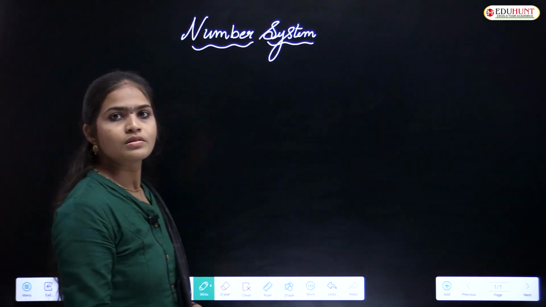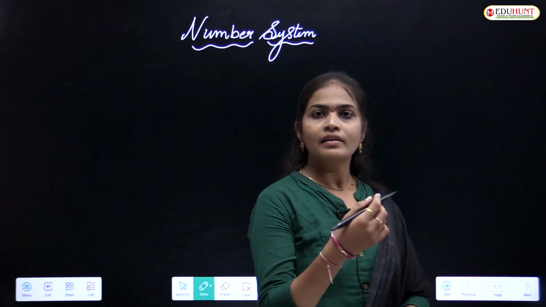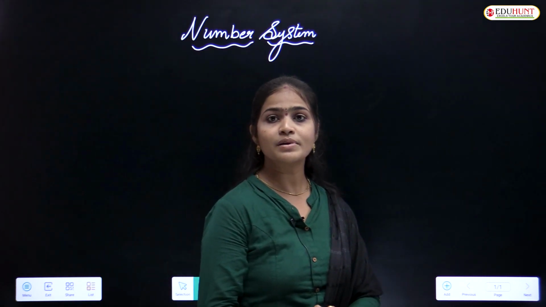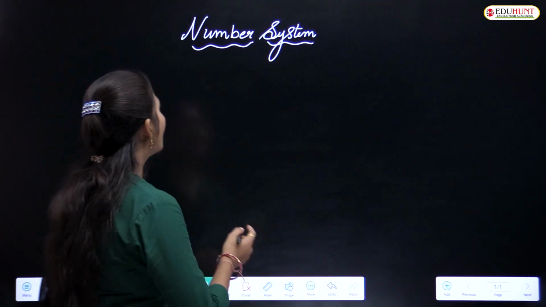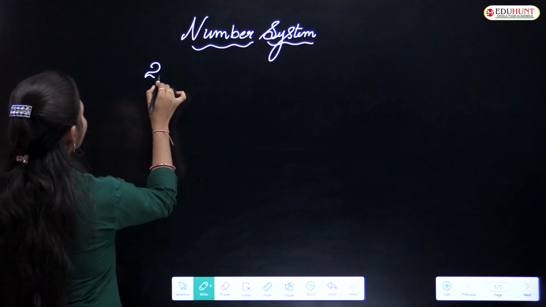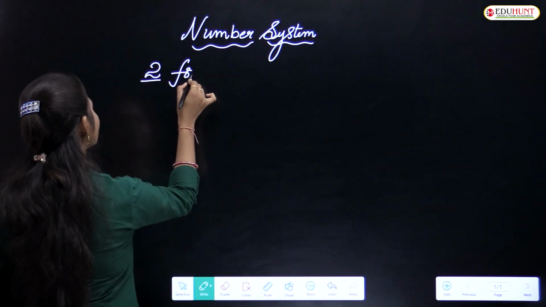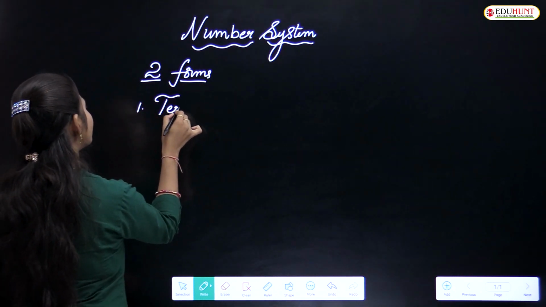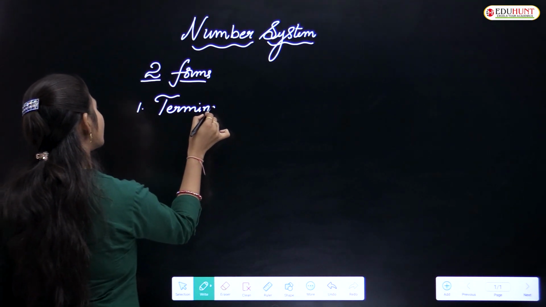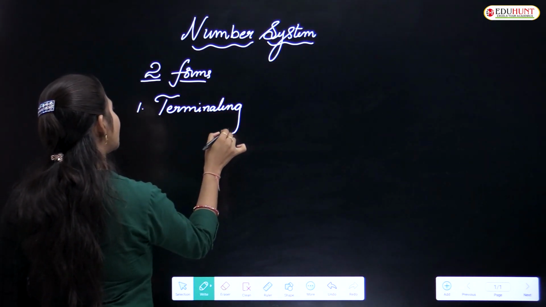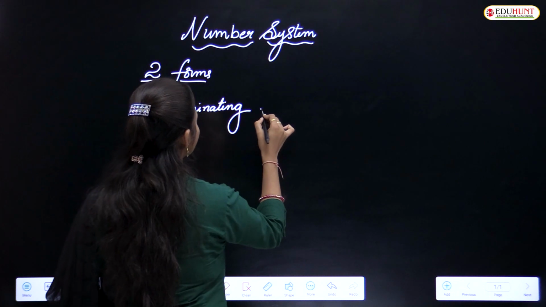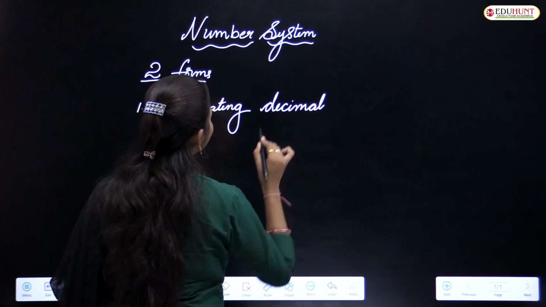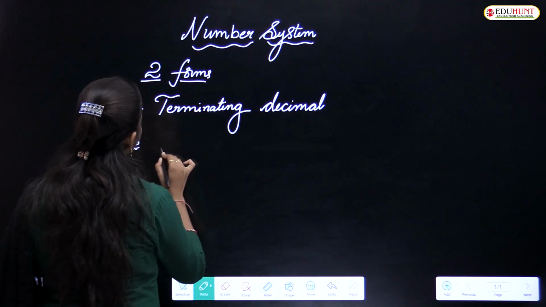After that, rational numbers we can observe in two forms. How many forms? Two forms. The first one is the terminating decimal form. The second one is recurring.